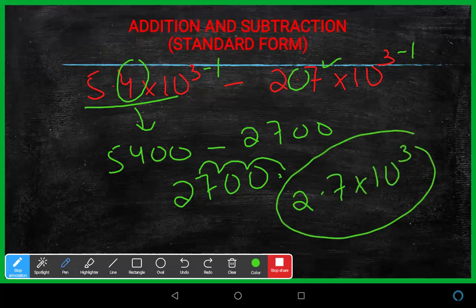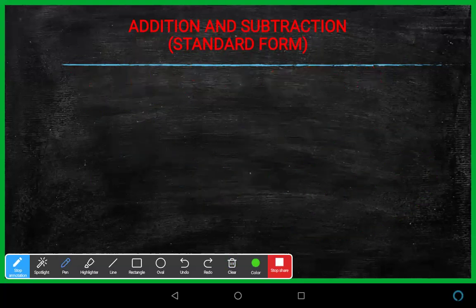This is how we can add or subtract standard form. Now, using the negative power.